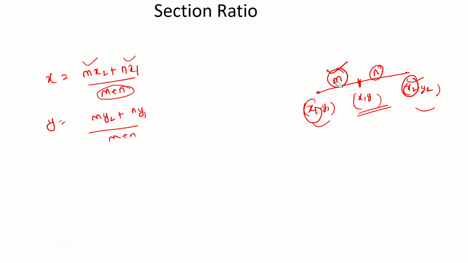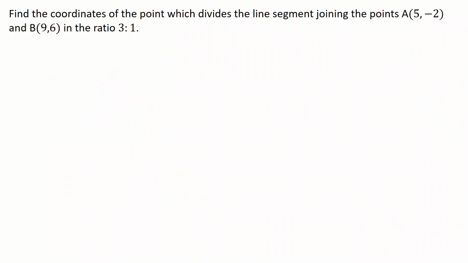Similarly, if you want to find this y, you multiply m with this y portion and n with this y portion. It's again like multiplying in a cross way. So m y2 plus n y1 by m plus n. This is how you get the coordinates of this point. Let's take up an example, and then for those who are interested, I will tell you how we actually derive that formula.